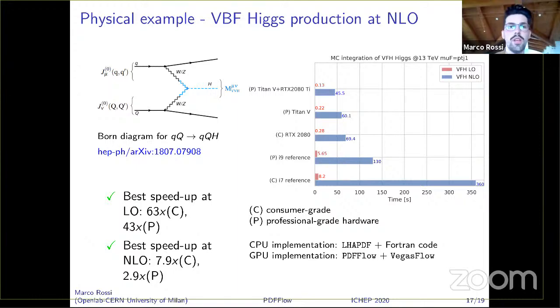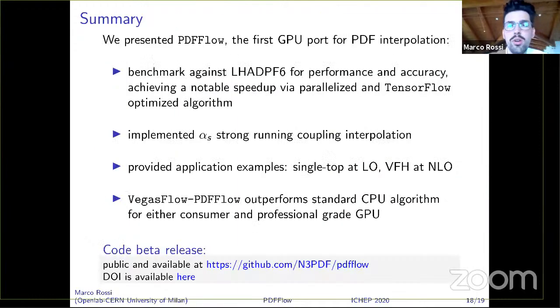So in conclusion, we presented PDFFlow, which is the first GPU port for PDF interpolation. We benchmarked against LHAPDF 6 for performance and accuracy. We achieved a big speedup, around 100% on GPUs. We implemented the alpha strong running coupling interpolation and provided two application examples, either at leading order or next to leading order. We claim that VegasFlow and PDFFlow outperform standard CPU algorithms for either consumer and professional grade GPUs.